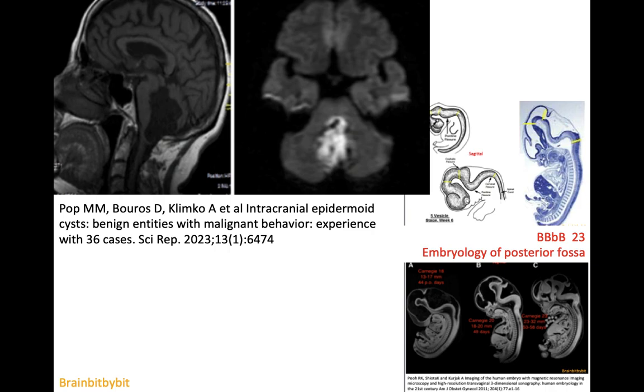Epidermoid cysts also occur in the posterior fossa in the 4th ventricle. And if you remember a very old video on the embryology of the posterior fossa, you might remember that in the 5th and 6th embryonic week there's the pontine flexure and folding in the posterior fossa. So that's how you can get inclusion of ectodermal cells in the 4th ventricle.